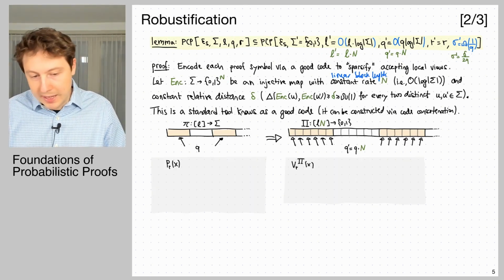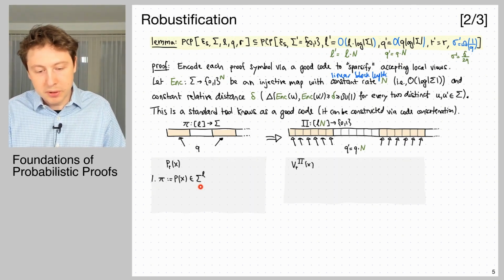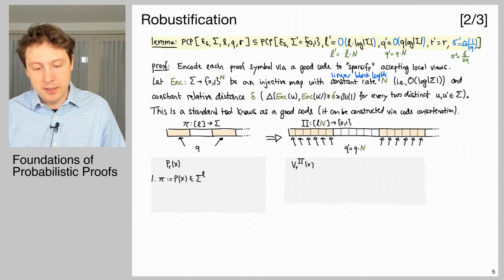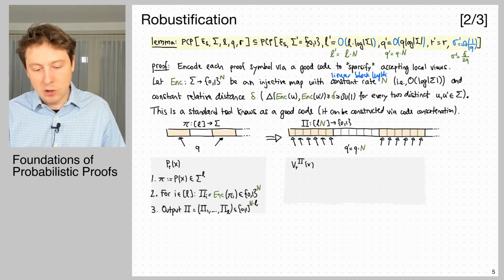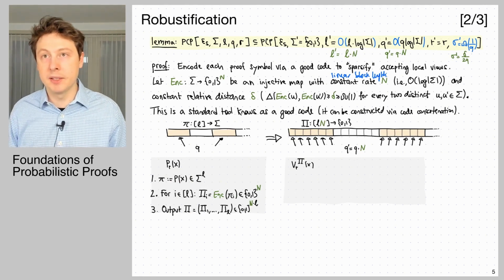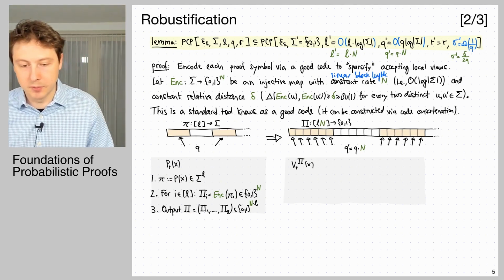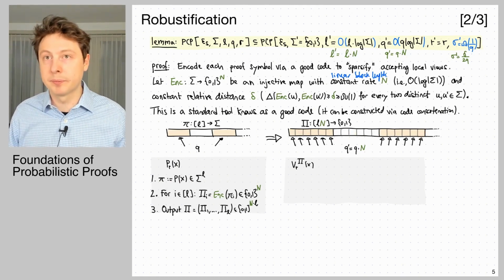So more precisely, the prover will compute the honest PCP over the large alphabet. It will encode each symbol and output a concatenation of all those bits as n times L bits. Okay, so that is how you produce this one.